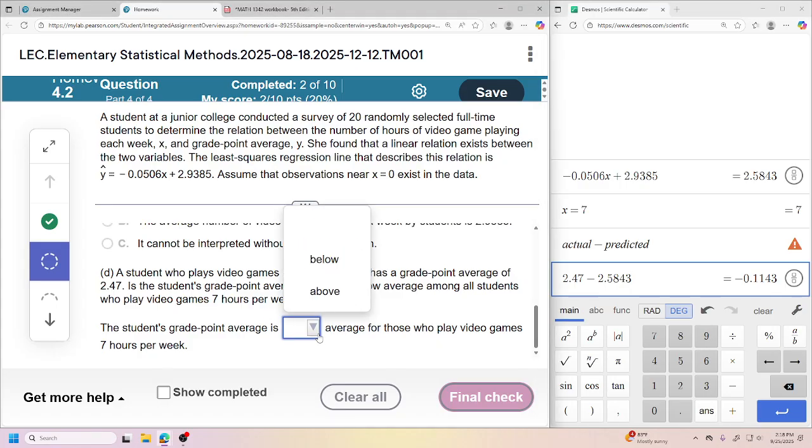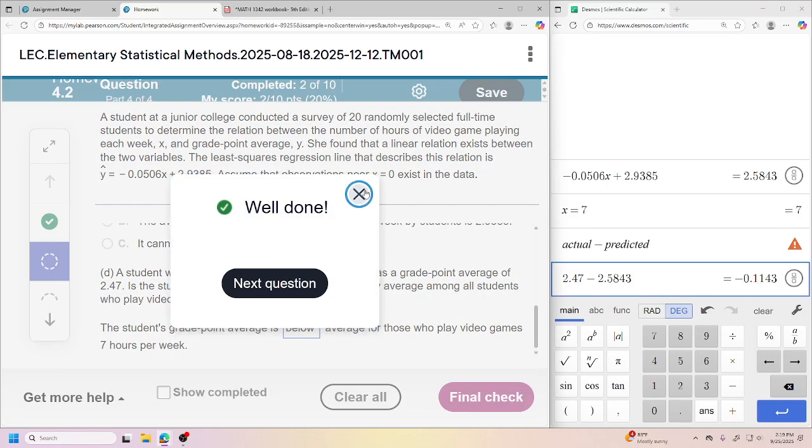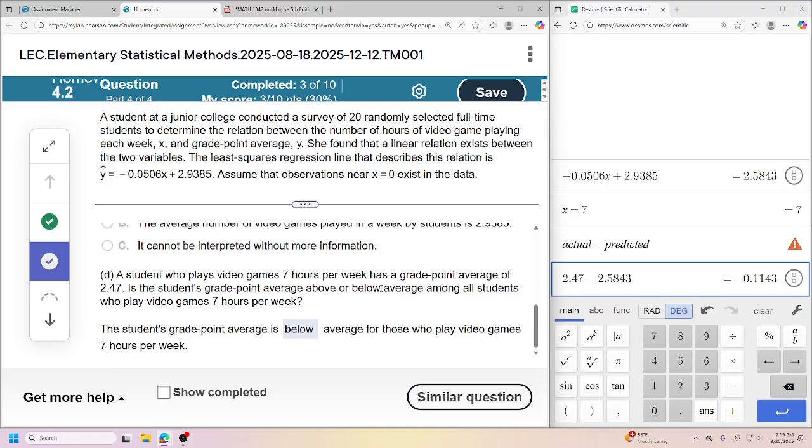Oh. So what would you say? This was my residual right here. I got a negative number. So above or below, what do you think? Below. Below means negative, right? Negative below. Exactly. Oh, that was it. We didn't have to put in a number. Oh, that was kind of nice.